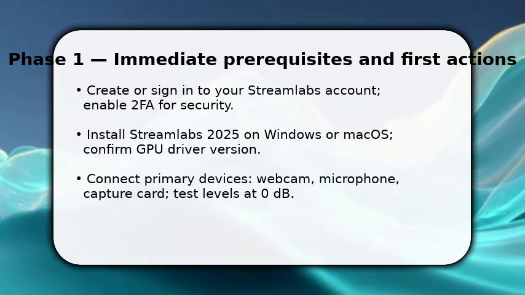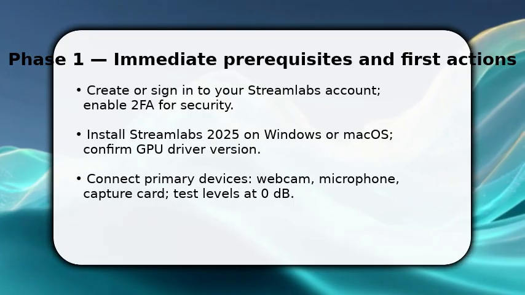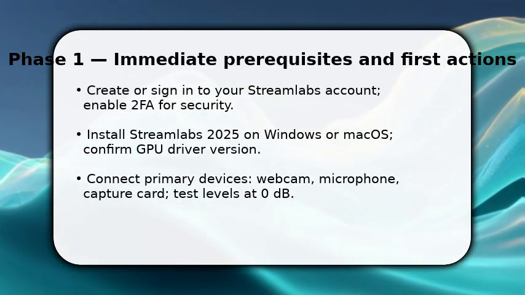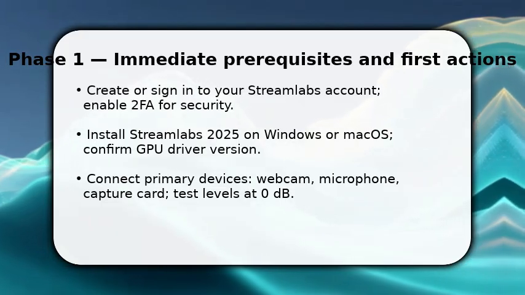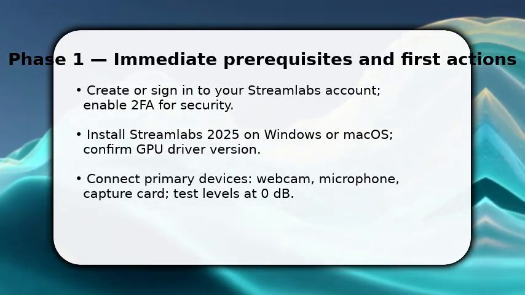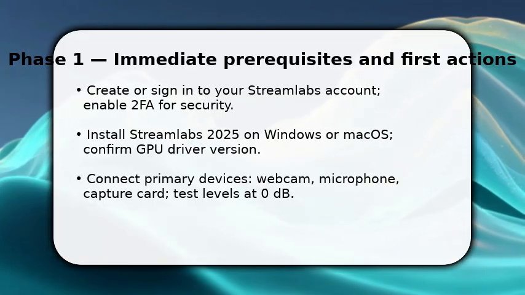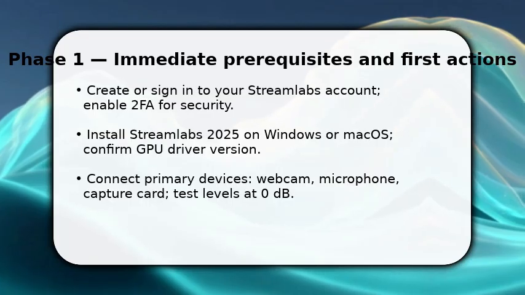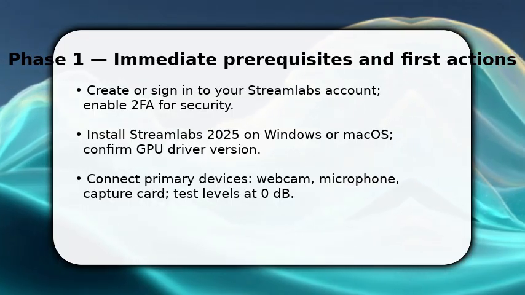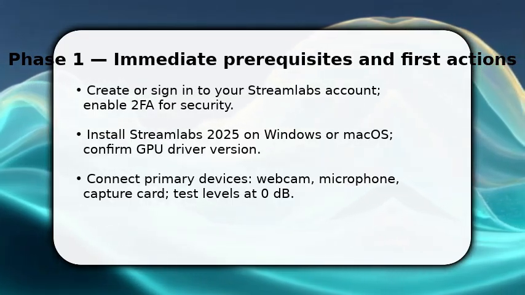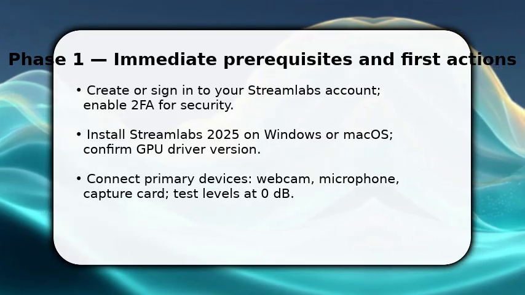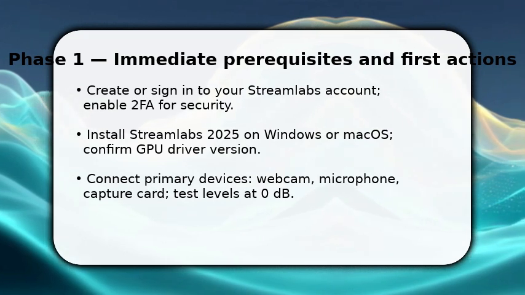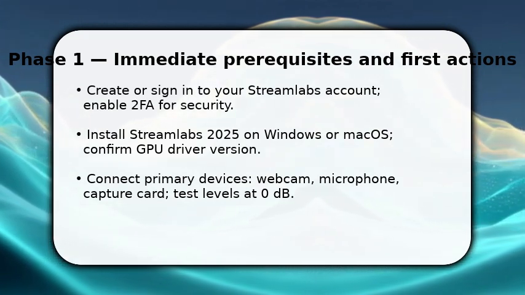You start by confirming essentials: Streamlabs account, 2FA, and updated GPU drivers. Once done, install Streamlabs 2025 and launch it. Authorize microphone and webcam. You should immediately add your streaming platform, Twitch, YouTube, or others, and grant permissions so alerts and chat work. Then, plug in your capture card or camera and set input resolution. Make sure frame rate matches your plan. Finally, run a quick audio and video test, because clean input prevents interruptions later.